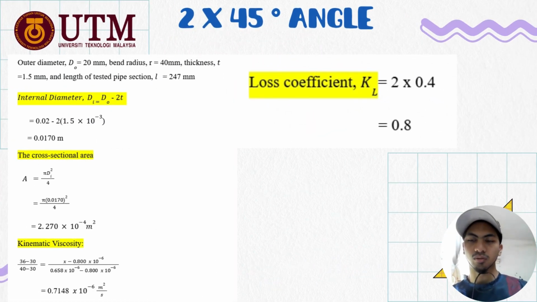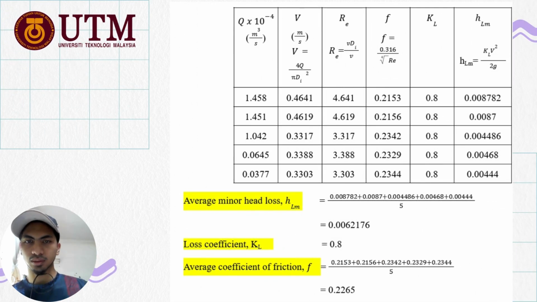So here you can look at the 2 times 45 degree angle. The formula is also the same, and the difference is the loss coefficient KL, that is 2 times 0.4, and we can get 0.8. And here is the calculation of velocity, RE, friction, KL, and HLM for the 2 times 45 degree angle. You can look here, the same formula, and for the velocity we find just one velocity for the inlet because the diameter is the same.